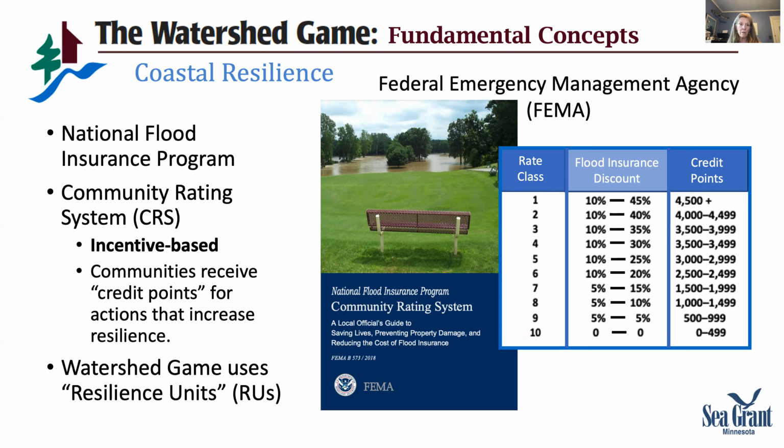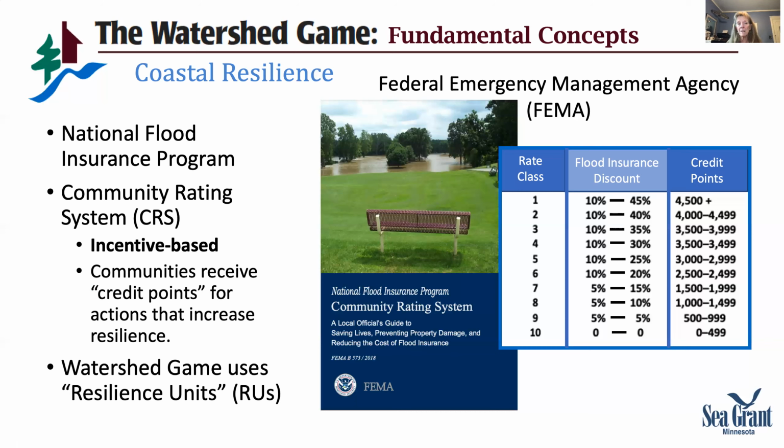If you look over at the chart on the right, you'll see that it's a point structure. Say a community has earned 1,500 to 2,000 credit points, based on how close they are to the water body and where they are in the floodplain, they might save between 5 and 15% of the premium they would have had to pay for their flood insurance. So it's a system that helps encourage proactive work in your community. That's what the game is modeled after.